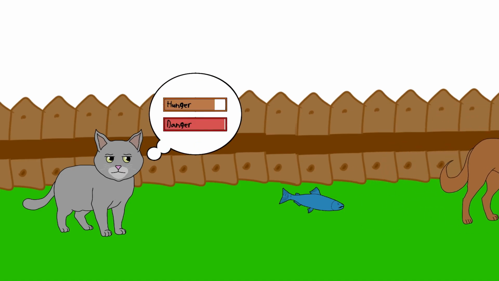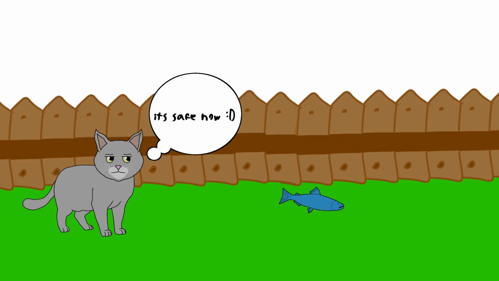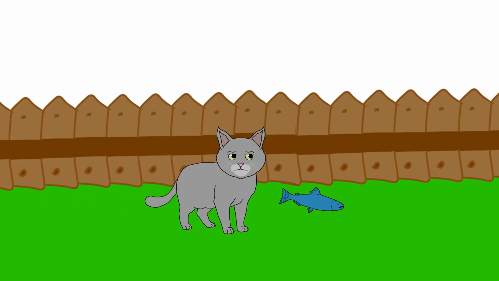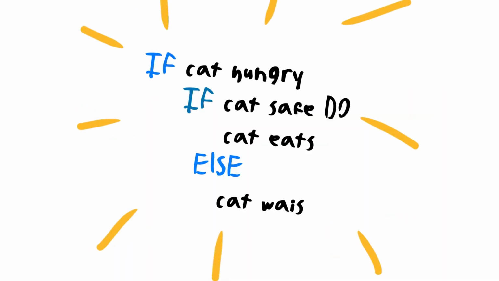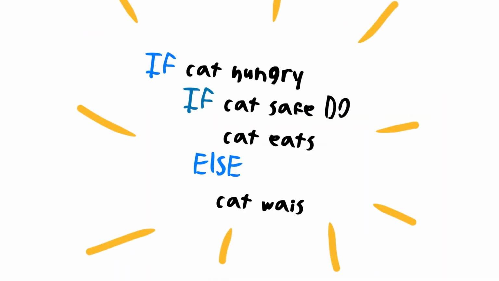Later, dog walks away. Danger decreases. The condition is checked again. The danger is now lower than hunger. Cat eats. Basically, one if is checked inside another if.